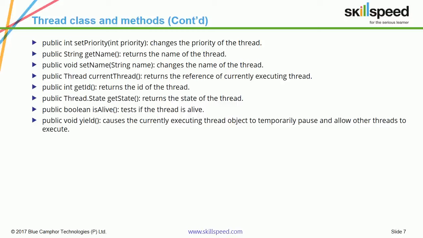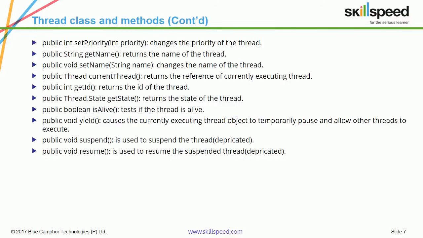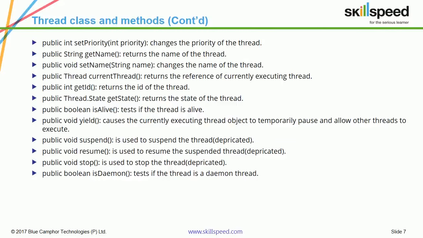public void yield method, which will cause the currently executing thread object to temporarily pause and allow other threads to execute. Public void suspend method, which is used to suspend the thread, but this method is deprecated. Public void resume method, which is used to resume a suspended thread, which is also deprecated. Public void stop method, which is used to stop the thread, and this is also deprecated.